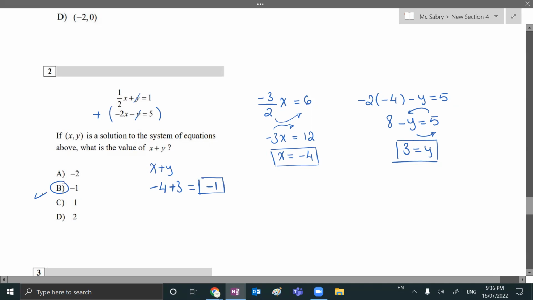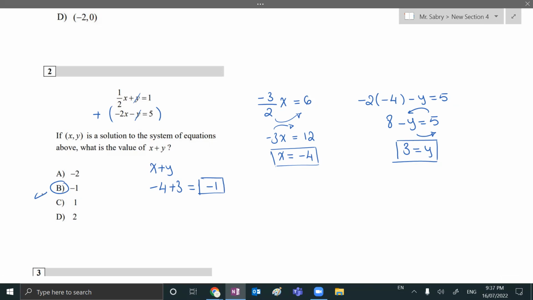Any problems in this question? Are we all good?